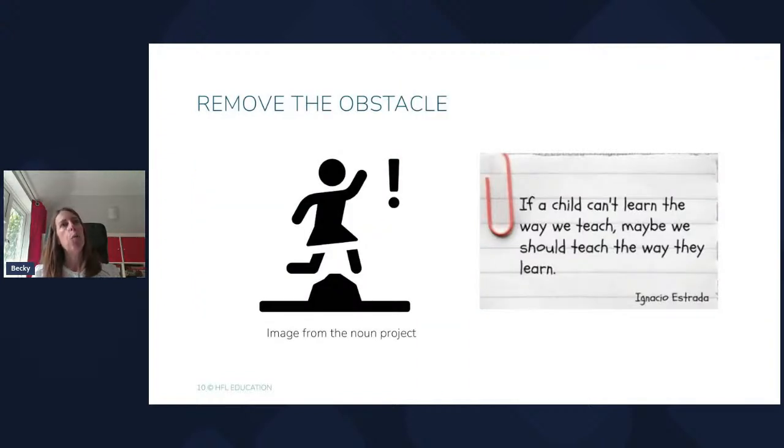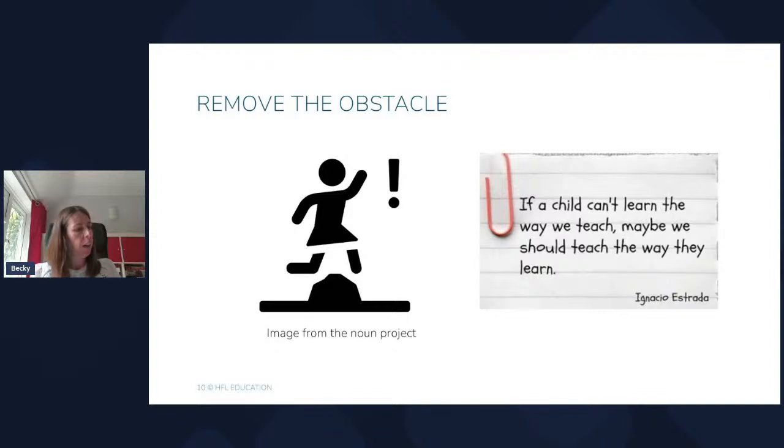And as I said, we want to remove the obstacle. I love this quote: if a child can't learn the way we teach, maybe we should teach the way they learn. Thinking about what is the learning that we want them to learn in that lesson. This is what we want. Are your teachers thinking about this? What is the key learning? And therefore, if there's a barrier in the way of that key learning, how can we overcome it?